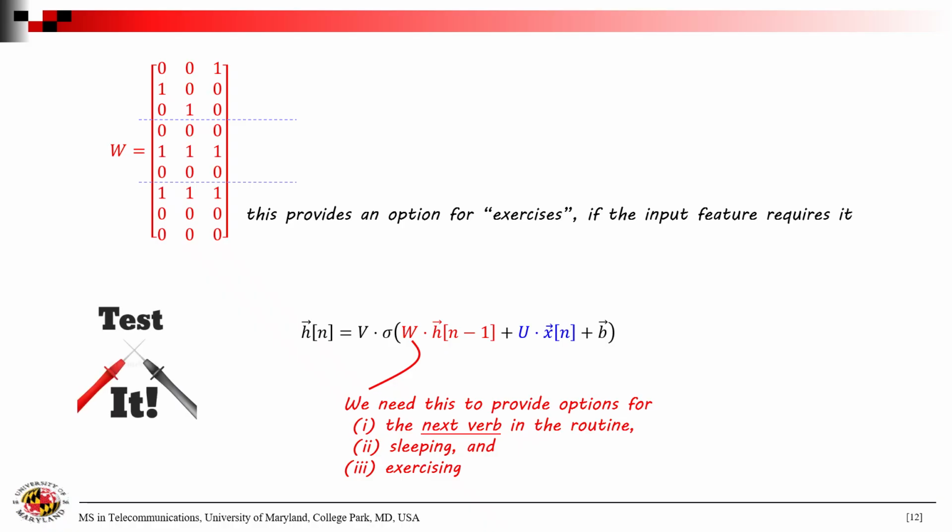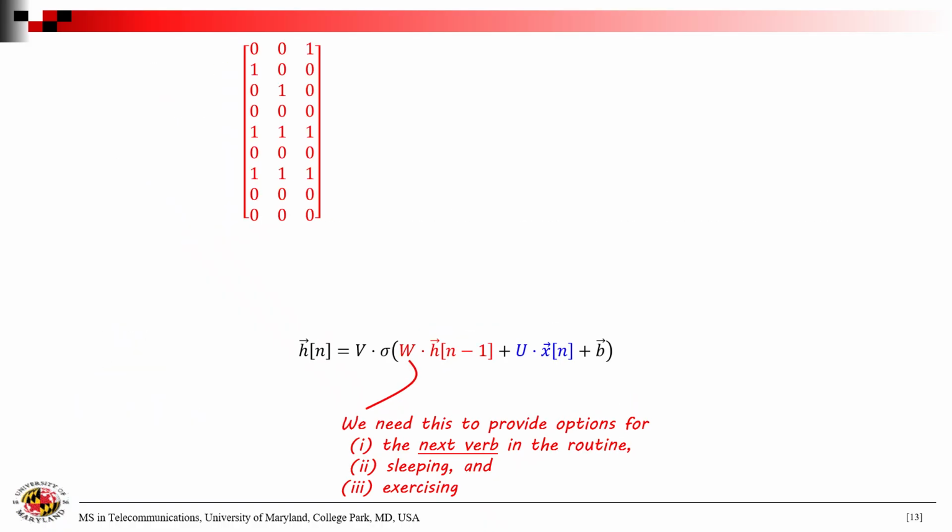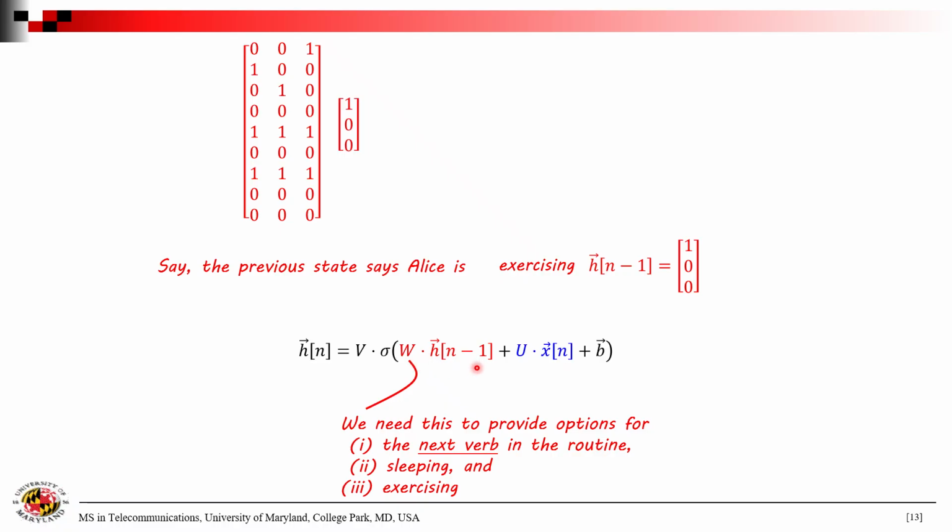Let's test it to make sure that we've got this right. Let's see if this guy's doing his job correctly. Let's say that in the previous state, in other words, yesterday, Alice was exercising. That means that the state at timestamp n-1 was that she was exercising. So we post-multiply, according to our formula, W by Alice's exercising, which is yesterday's activities.